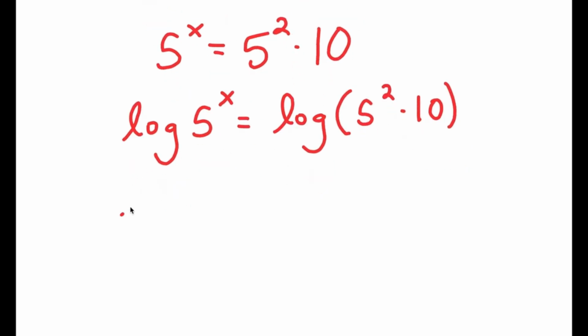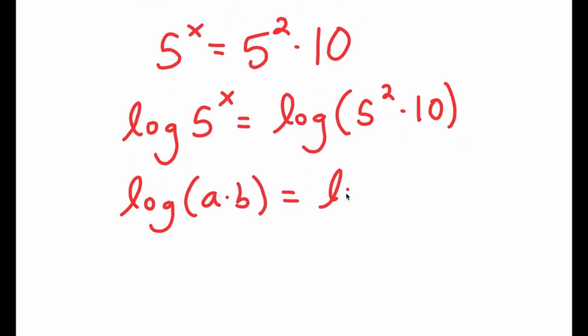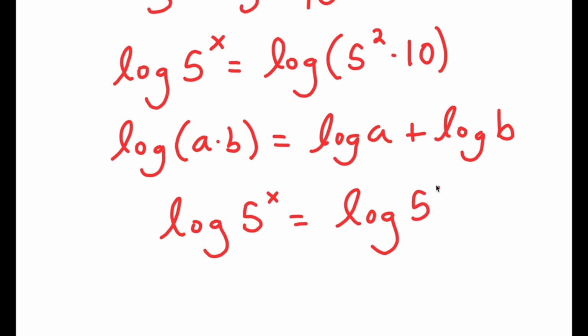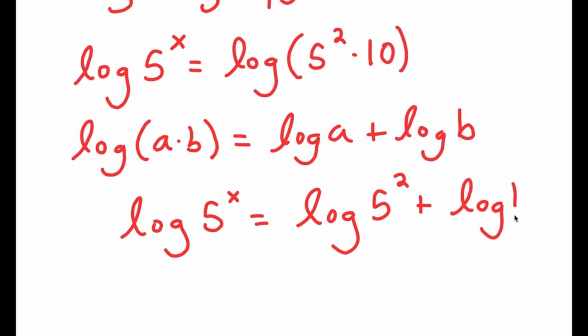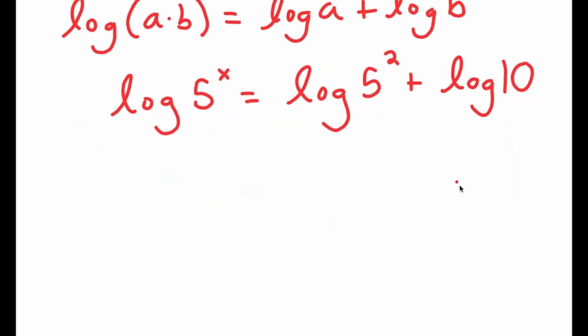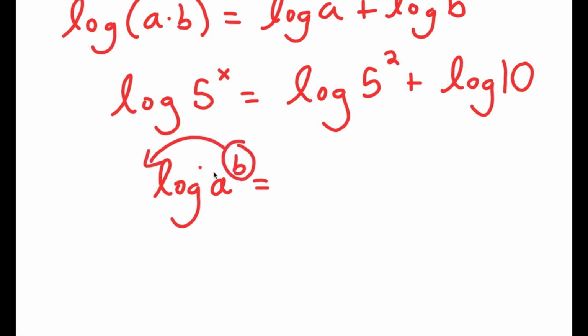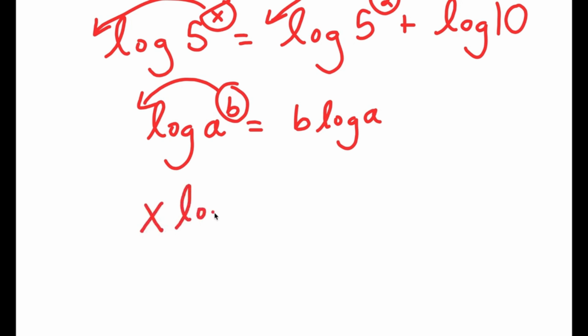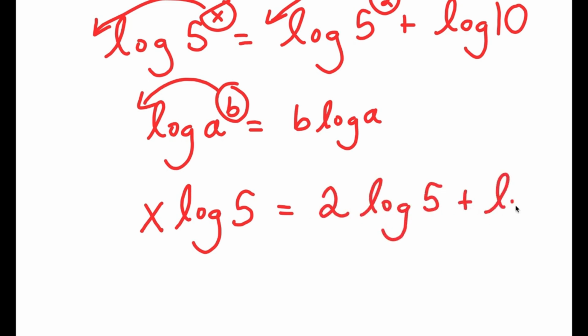And this is the same thing as, well, log a times b is equal to log of a plus log b. So log 5 squared times 10 is going to equal log of 5 squared plus log of 10. Now, if I have something in the form log a to the power of b, I can move this exponent b to the front. So it's going to equal b times log a. So in this case, I have log 5 to the power of x. I can move x to the front, and I have log 5 to the power of 2, so I can move 2 to the front. And I get x times log of 5 is equal to 2 times log of 5 plus log 10.